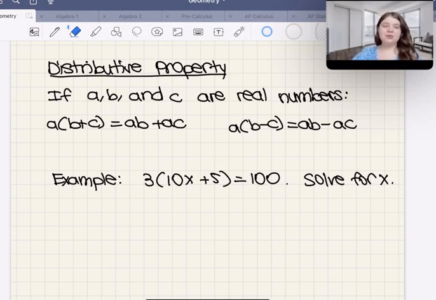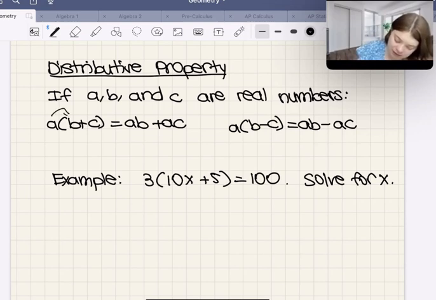So the distributive property says that if A, B, and C are real numbers, then A times (B plus C) is equal to AB plus AC. And likewise, A times (B minus C) is equal to AB minus AC. So essentially, we have to distribute this A value into B and into C. We must multiply A by B and A by C.